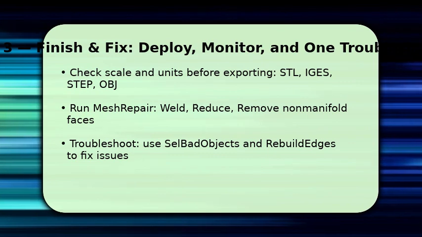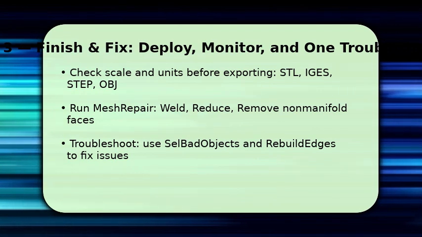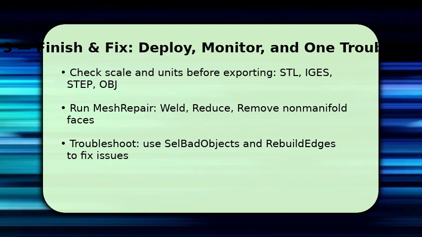If something goes wrong, select problematic geometry with SelBadObjects, then rebuild edges or extract SRF to isolate and repair. One key tip: if Booleans fail, duplicate the parts, run intersect to find overlaps, then trim and rejoin.